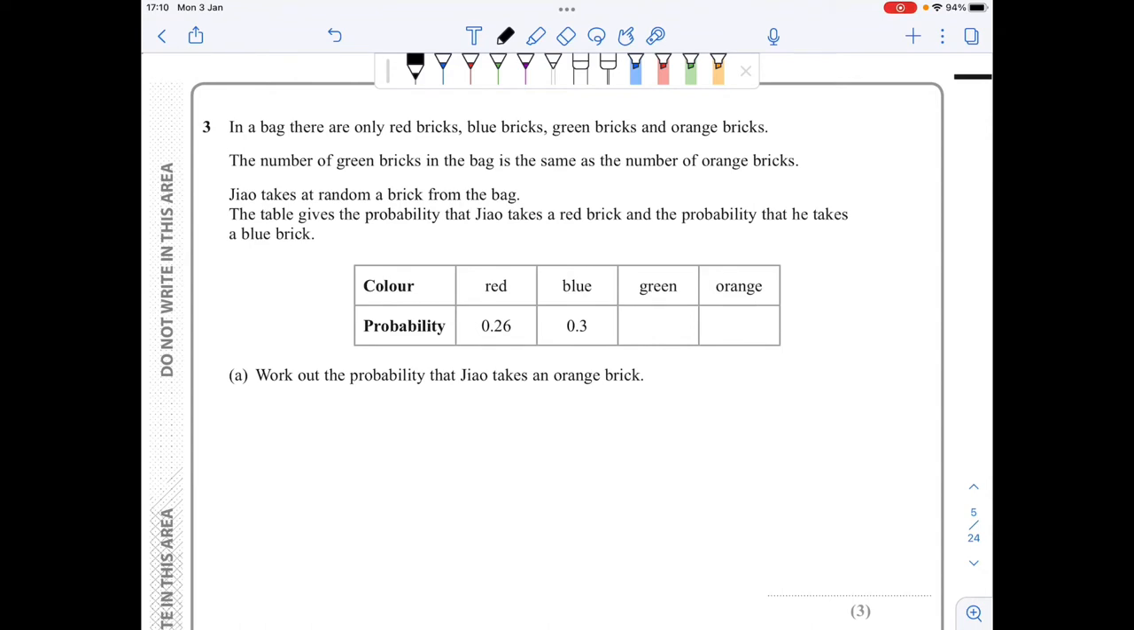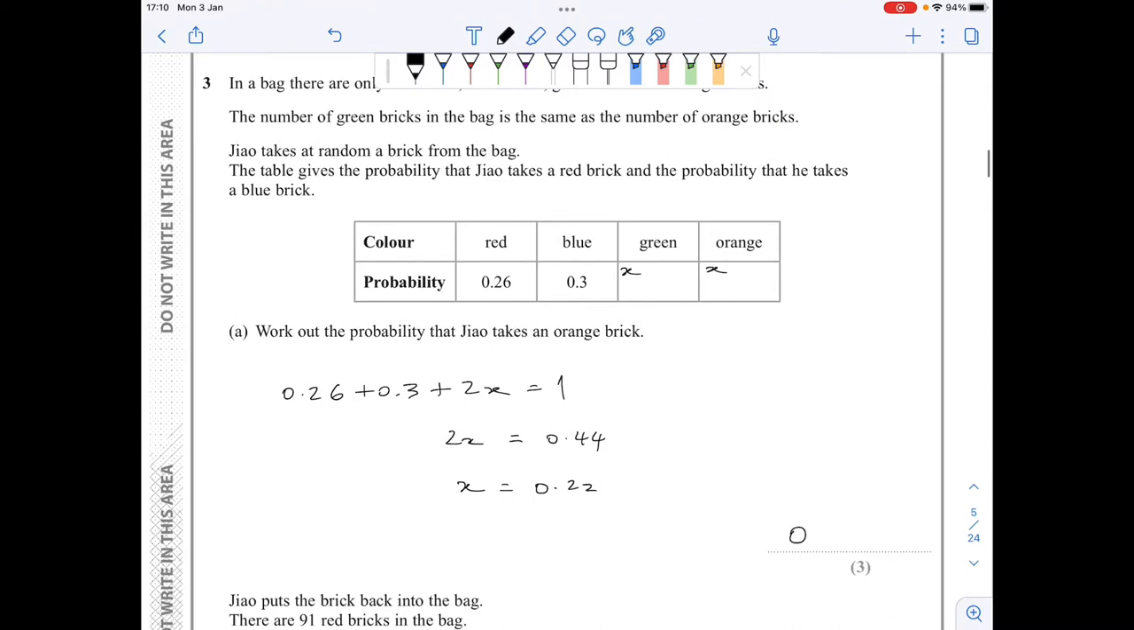In part A, since the number of green bricks and the number of orange bricks is the same, I'm going to write x and x here. So 0.26 plus 0.3 plus 2x must be equal to 100%, that is equal to 1. So 2x is equal to 0.44, x comes out to be 0.22, and that's the probability of getting an orange brick.